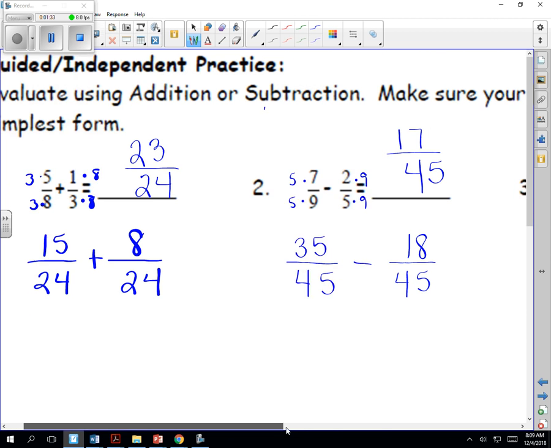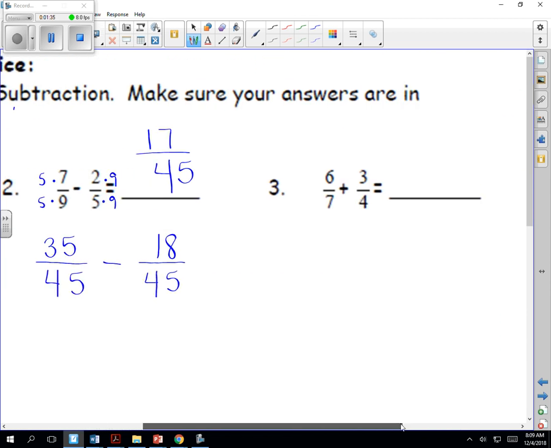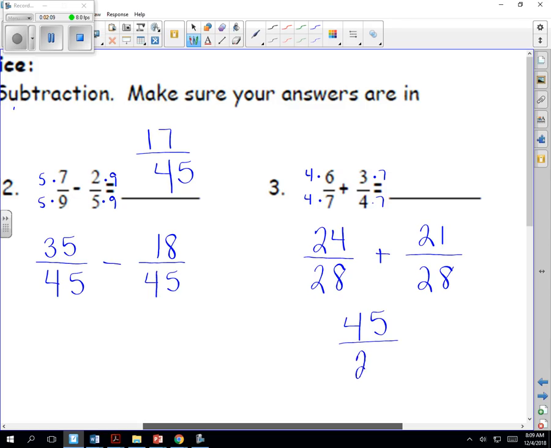All right, we're going to go to number 3. Least common multiple of 7 and 4 is 28. If I go too fast for you guys, you're more than welcome to pause the video to write what you need to do and restart it. So our common denominator is 28, so I'm going to multiply top and bottom here by 4, so that gives me 24, and I'm going to multiply top and bottom here by 7. So that gives me 21.